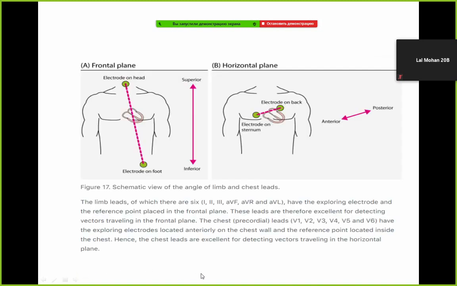The six limb leads have the exploring electrode and the reference point placed in the frontal plane. These leads are therefore excellent for detecting vectors traveling in the frontal plane, picture A. The chest or precordial leads have the exploring electrodes located anteriorly on the chest wall and the reference point located inside the chest. So the chest leads are excellent for detecting vectors traveling in the horizontal plane.